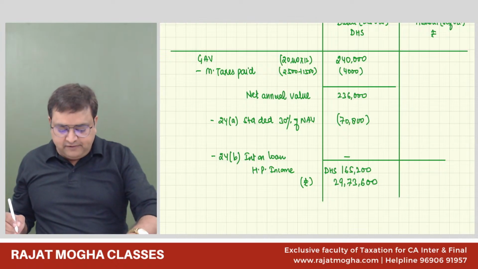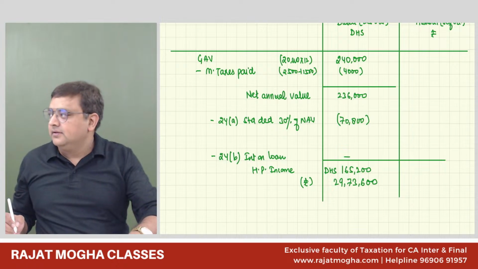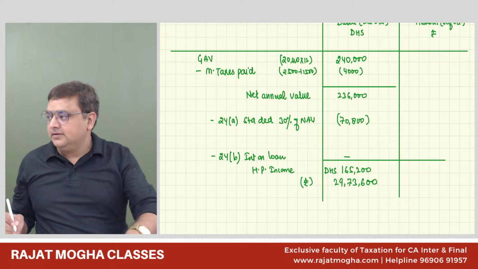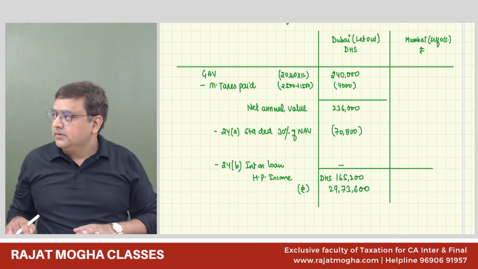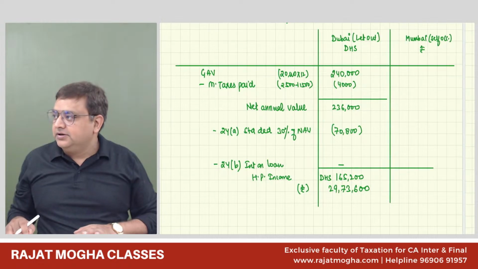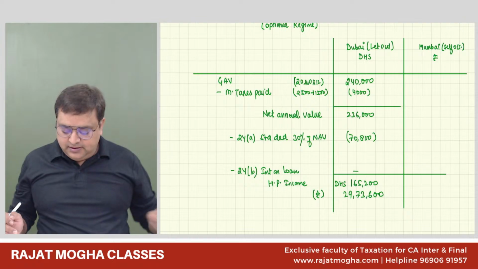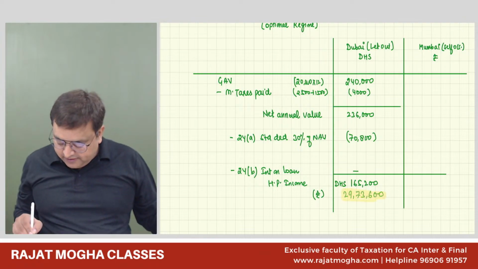Guys, are you okay with this? 29,73,600. Everybody? Bala, Sugandha? Yes, sir. Okay. So we got the property income for the Dubai house.